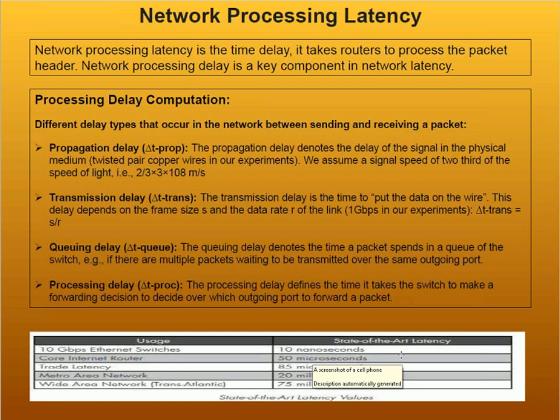This is the latest, right? Now we are using almost 40 Gbps to 100 Gbps, so we are also cutting down this latency. If you use a simple core internet router, it mostly takes 50 microseconds latency. Trading latency is almost 85 microseconds. Metro area network, 20 milliseconds. Wide area network, 75 milliseconds.